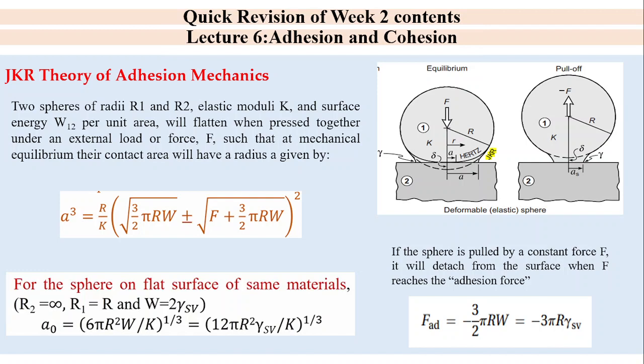And lastly, if the sphere is pulled by a constant force F, it will detach from the surface when F reaches the adhesion force. Now the force of adhesion is given as minus 3 by 2 pi RW, which is equal to minus 3 pi R gamma SV.